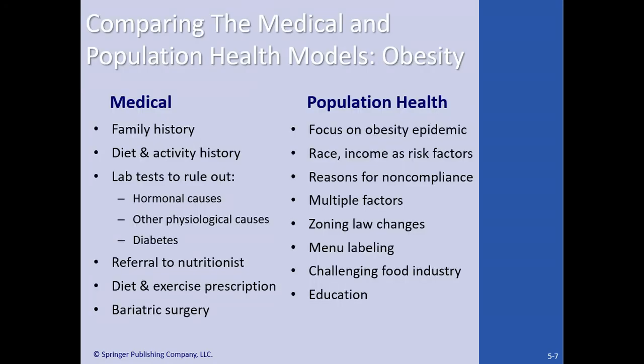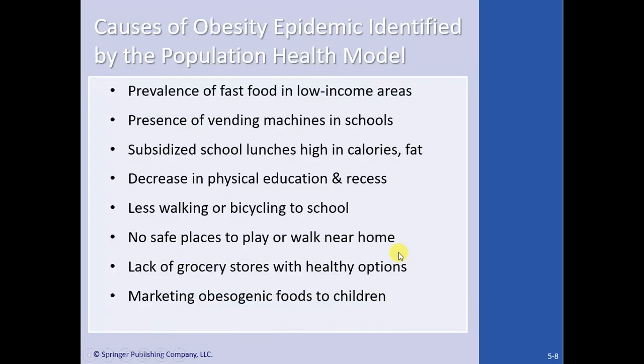So let's look at those two models for a minute, the medical model and the population model around obesity. This is what typically happens in the doctor's office, and you can see that here. But the population health model is very, very different. It focuses on the epidemic. It focuses on risk factors. It focuses on reasons that individuals are not able to comply with healthy behaviors. It focuses on policy changes as well and the impact of those.